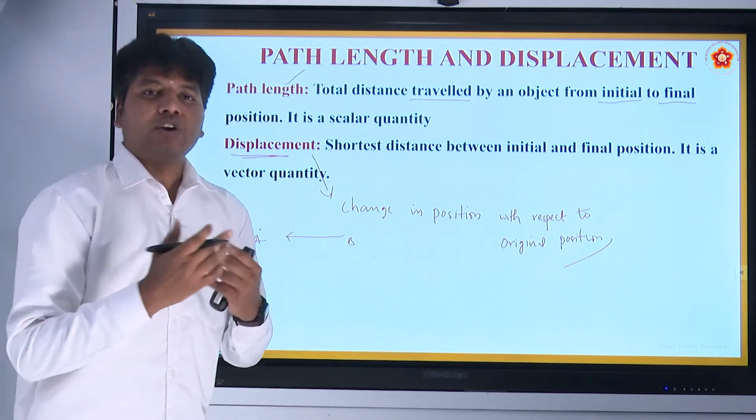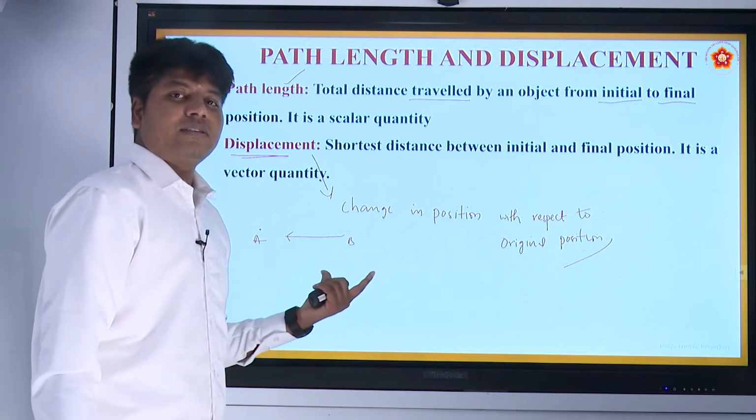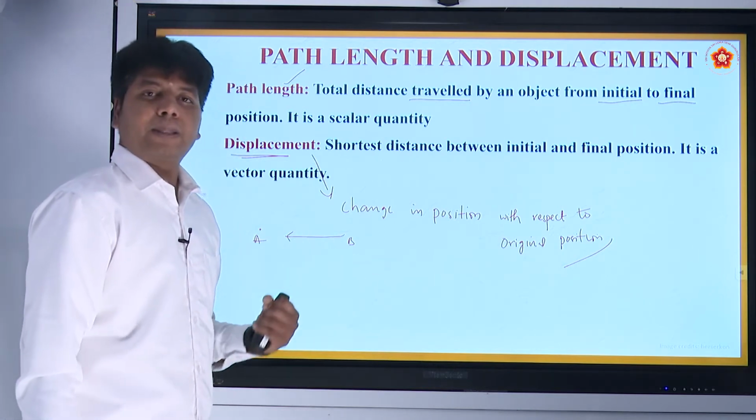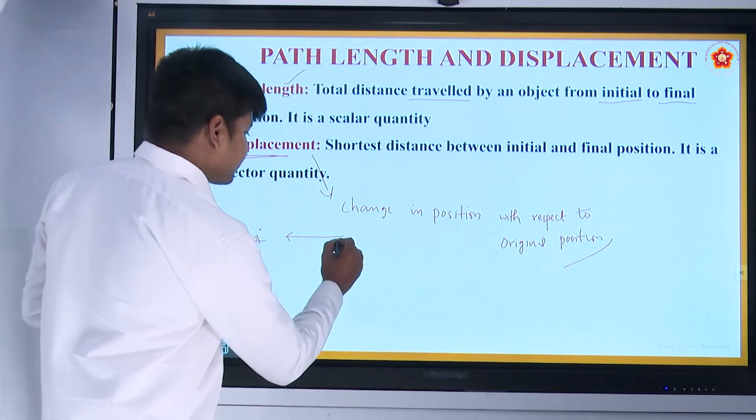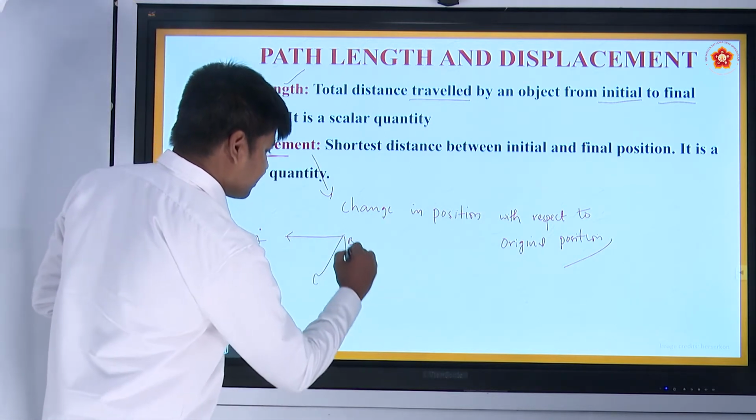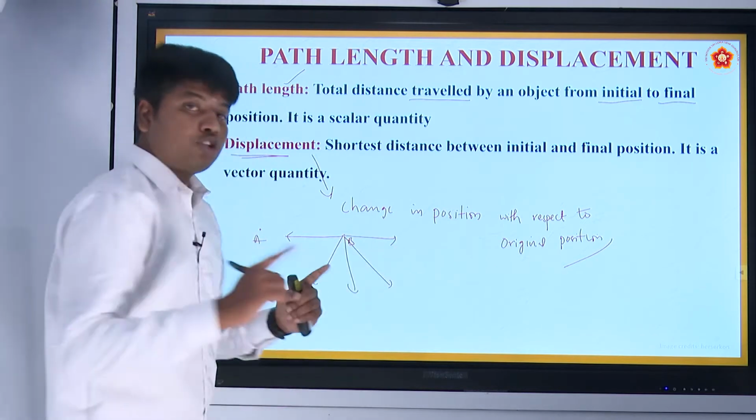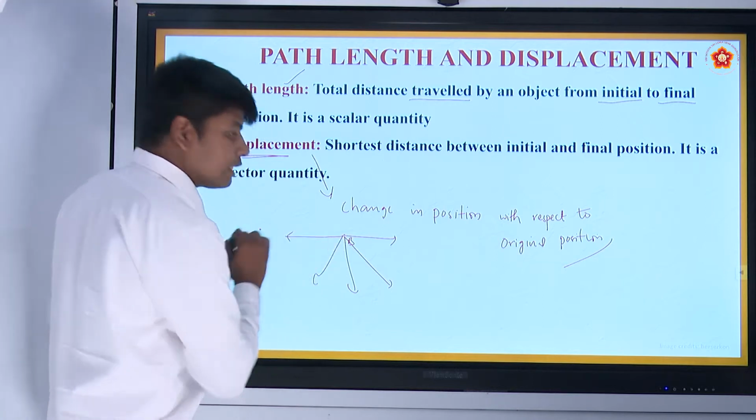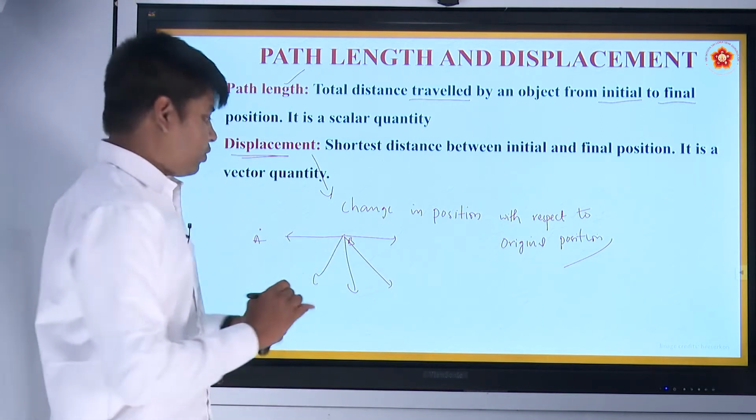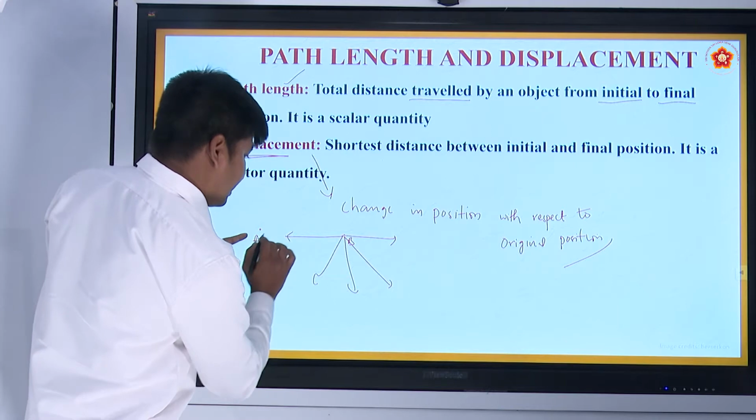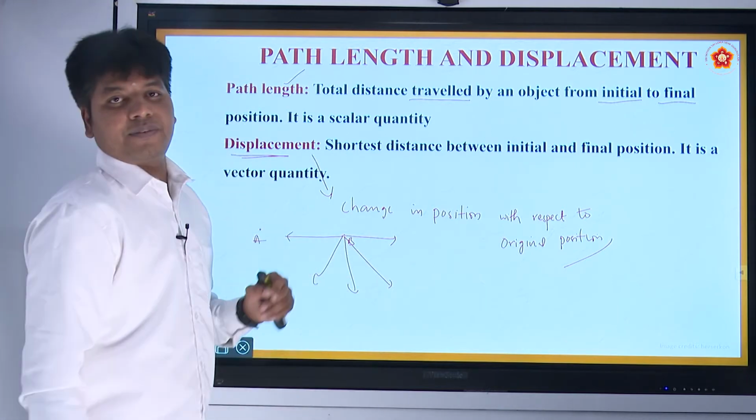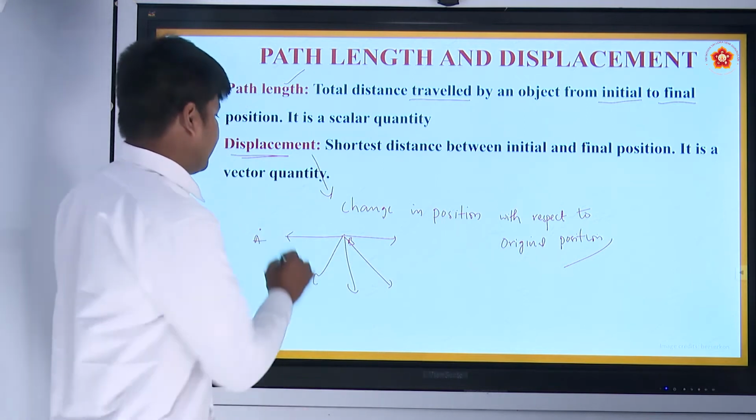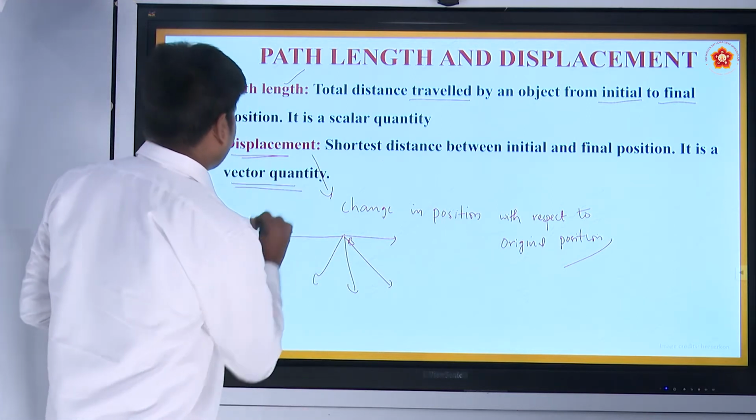You cannot say my home is, for example, 30 kilometers away from point B, from here. 30 kilometers can be in any direction, so you need to specify the direction. From here to here you are displaced. I have been displaced from point A to point B in this direction. Here the direction becomes important. That is the reason it is a vector quantity.